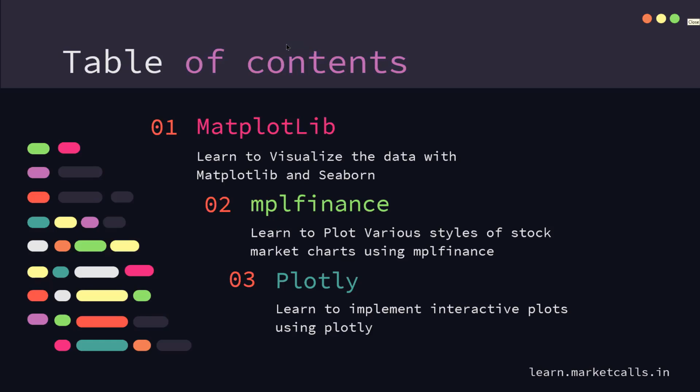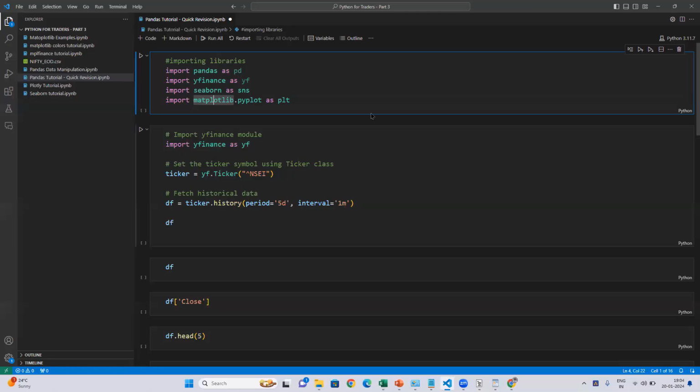All right, so let's straight away start with Visual Studio. Here is my VS Code. We are going to do a quick revision before getting into the Matplotlib tutorials. First of all, I'm going to import all the libraries. I'm going to import the Pandas library. I'm going to import Yfinance with the alias yf.